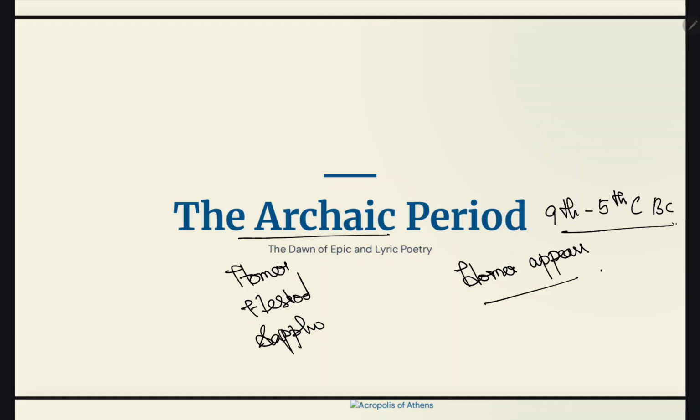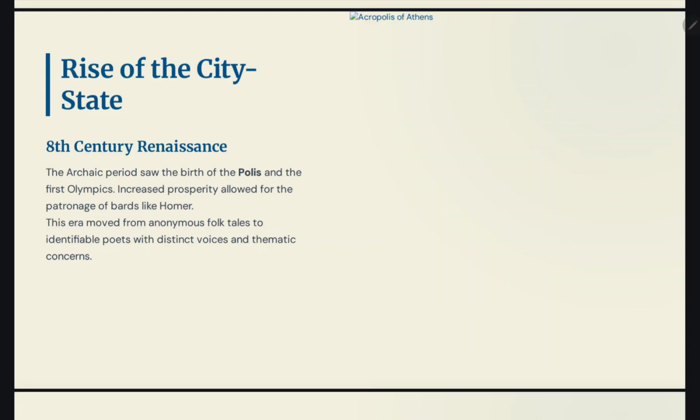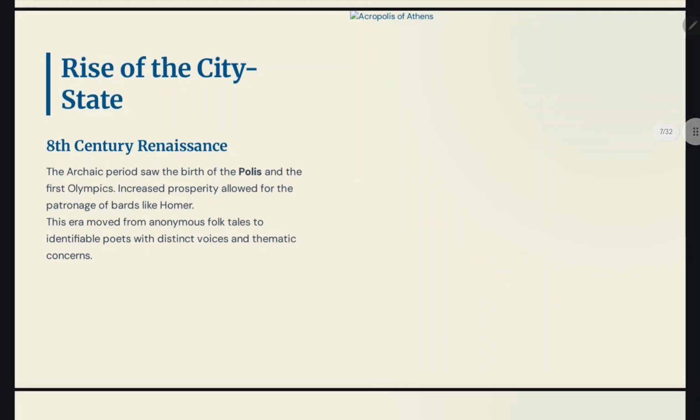If today's India has celebrities, who do you think were the celebrities of ancient Greece? Of course, poets, and especially Homer. Yeah, you can have a memory trick like HHS. Homer, Hesiod, and Sappho. Rise of the city-states. 8th century Renaissance. The archaic period saw the birth of the polis and the first Olympics. Increased prosperity allowed for the patronage of bards like Homer. This era moved from anonymous folk tales to identifiable poets with distinct voices and thematic concerns.